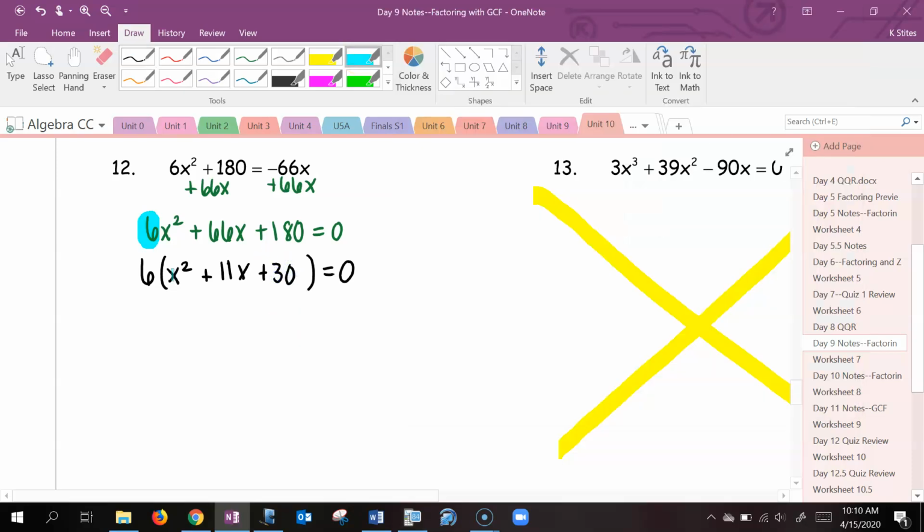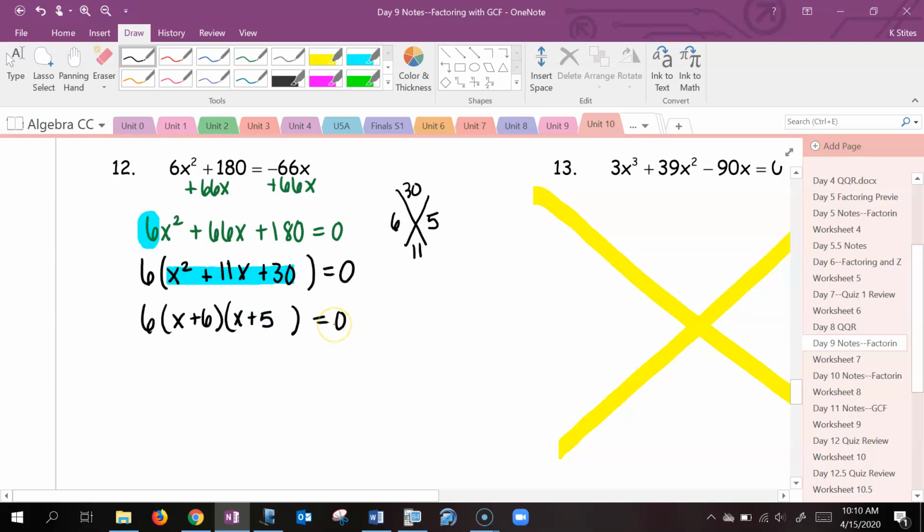Okay, now we'll do our box problem. If you want, I always like to set it up first. That way I don't forget my equal 0, put my x's there. So then I only have to find my numbers. What multiplies to 30 and adds to 11? And that should be a 6 and a 5. And they should both be positives.